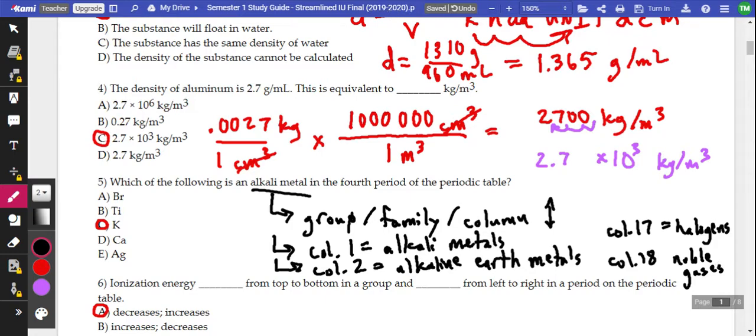Now periods are just the rows on the periodic table. They don't really have any other synonyms. We just call them rows. So they're going left to right on the periodic table. So we're looking for something that is the 4th row down, in the 1st column on the left of the periodic table, which ends up being potassium. Potassium is an alkali metal in the 4th period. It's in the 1st column. It's in the 4th row. It's the only element that takes up that spot.